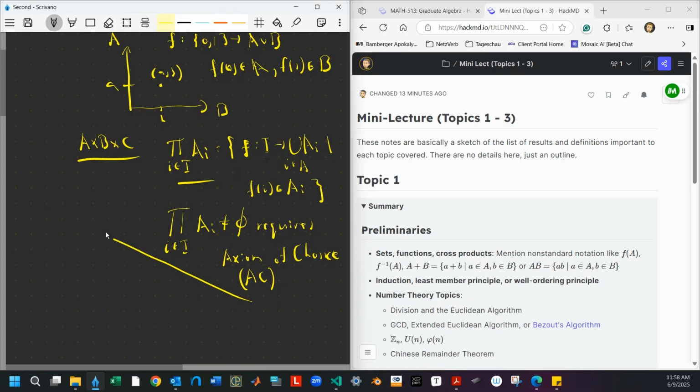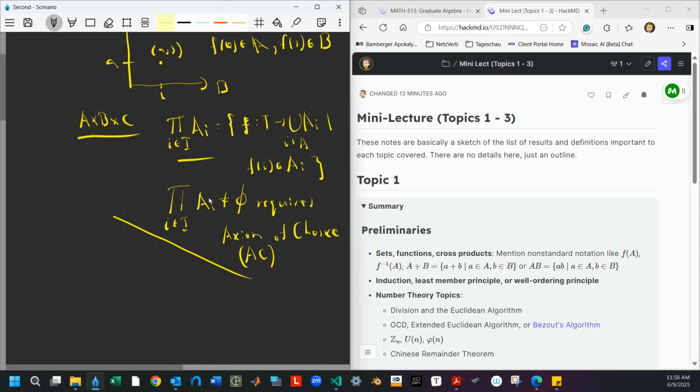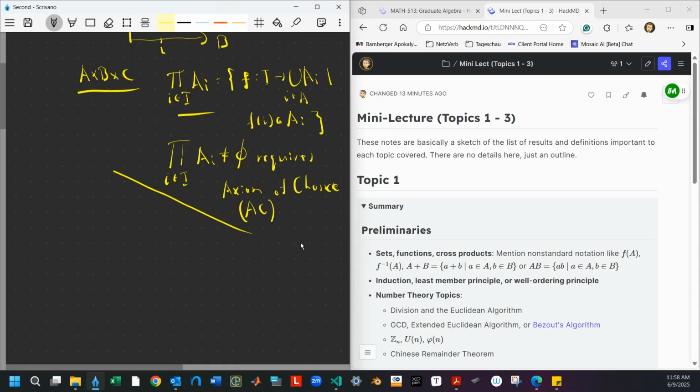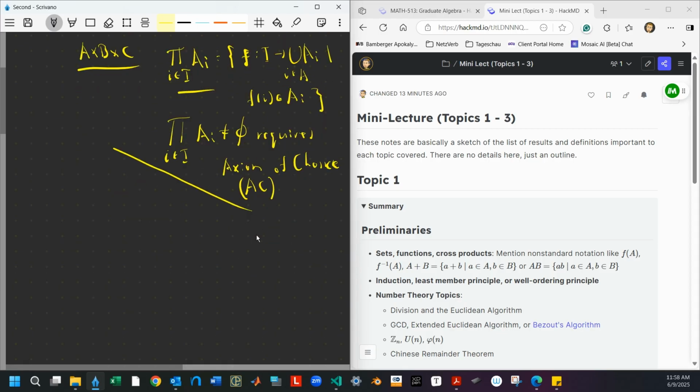You actually use it in linear algebra too, to show that every vector space has a basis. So it's one of those things mathematicians use all the time, and it's a hot philosophical topic, or was anyway. Mathematicians still debate whether or not it's true or false, but it's something you typically just use.